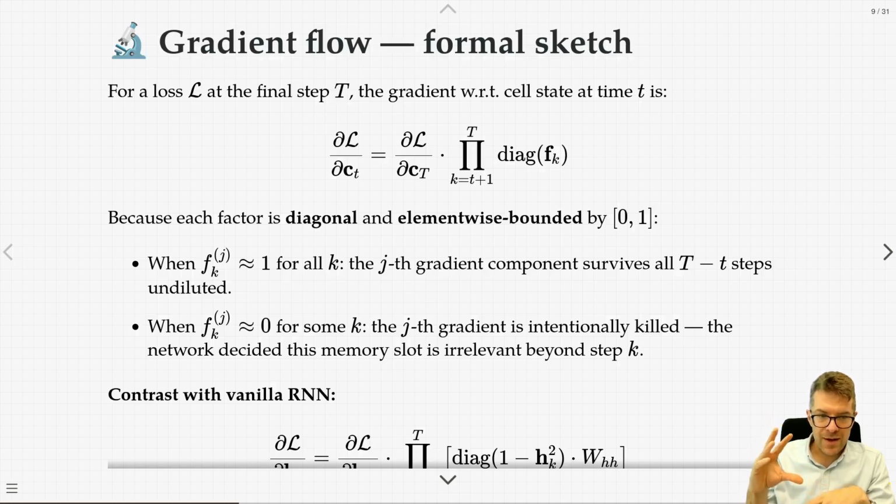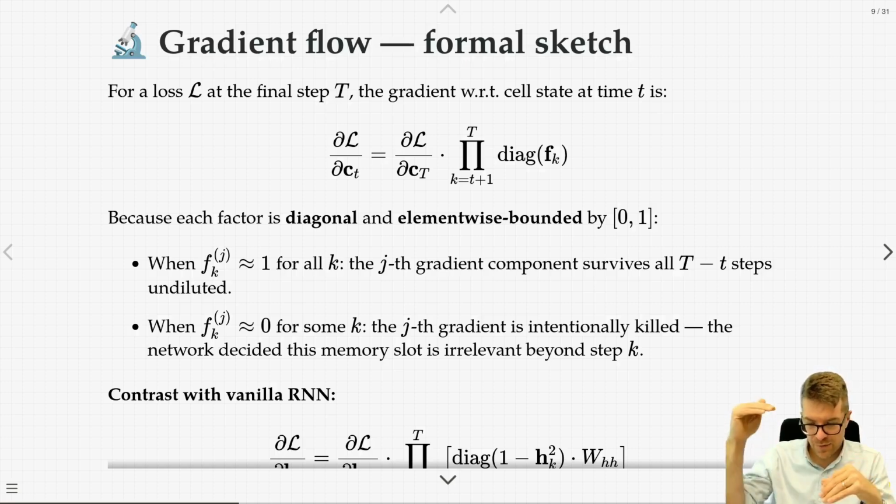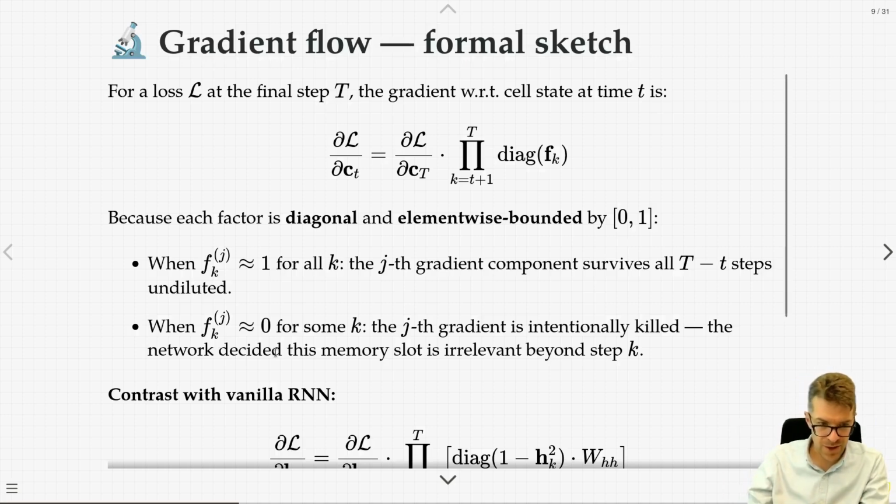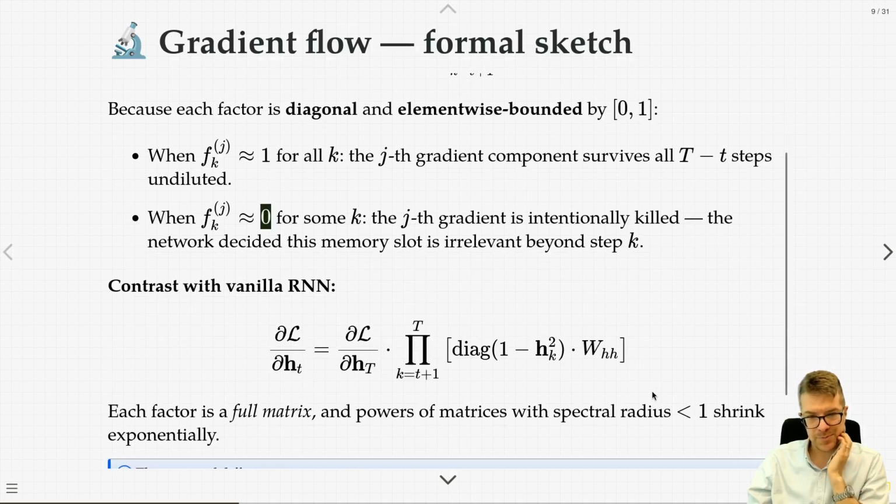When f sub k is close to 0, which is to say that the forget gate decides to forget information and filter whatever information comes to the cell state from t minus 1, we're going to forget it, so it's going to set its output close to 0. For some k, then the jth gradient will be intentionally removed, and the network will decide this memory slot is irrelevant, so there's no need to carry it forward.